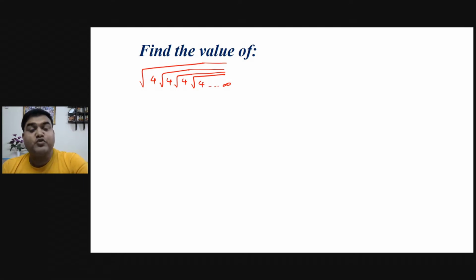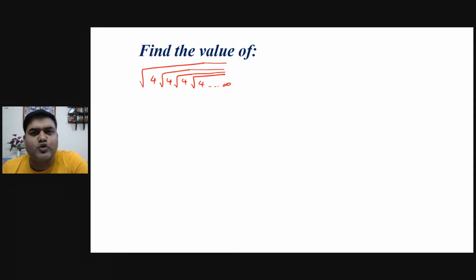Today we have come to find the value of the sum which is under root 4, under root 4, under root 4, under root 4 till infinity. If there is a repetition of a number under root, repeated with the operator multiplication, how to find the sum of that? Looks difficult, isn't it? So many numbers are there.